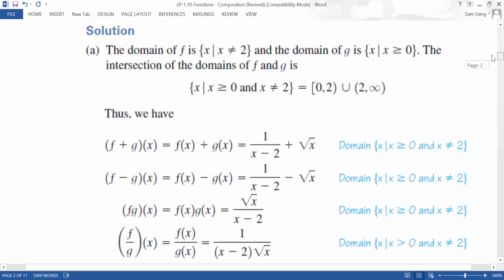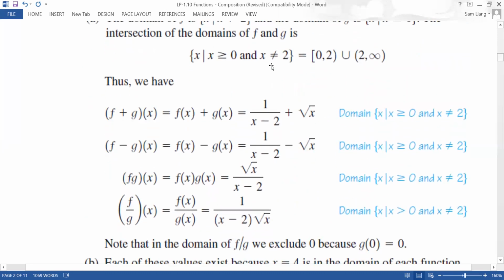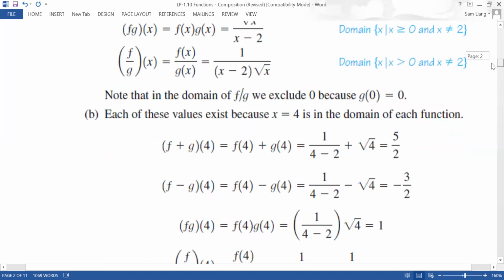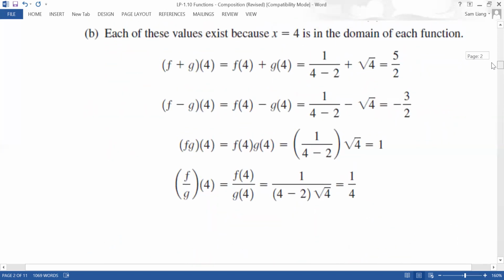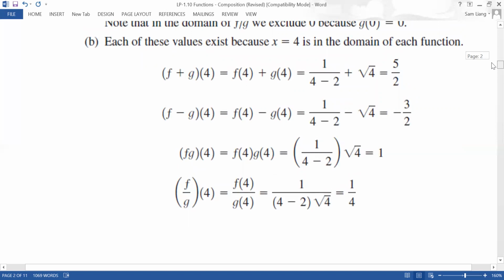And then here was your answer for part A. If you need to copy any of this, please pause the video here. Here and here. All right, moving on to the next part.